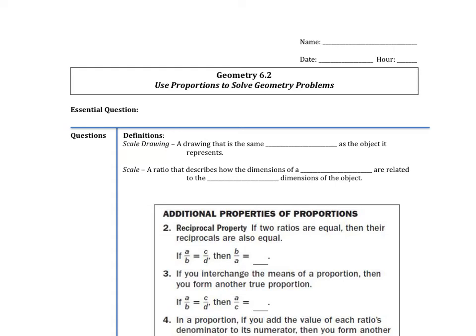Right, section 6.2, we get into talking about how we can use proportions to solve side lengths in geometry.